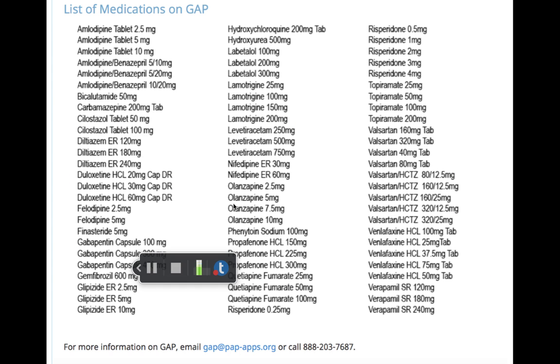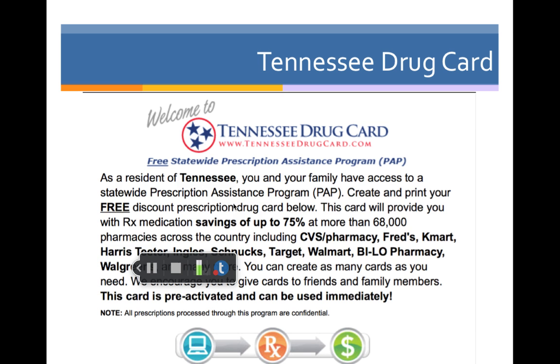And then here, just for reference for you, is a list of medications that are currently covered by the assistance program. So unfortunately, none of our inhalers, but just an important resource for you to keep in mind. The next resource that we'll talk about is the Tennessee Drug Card.